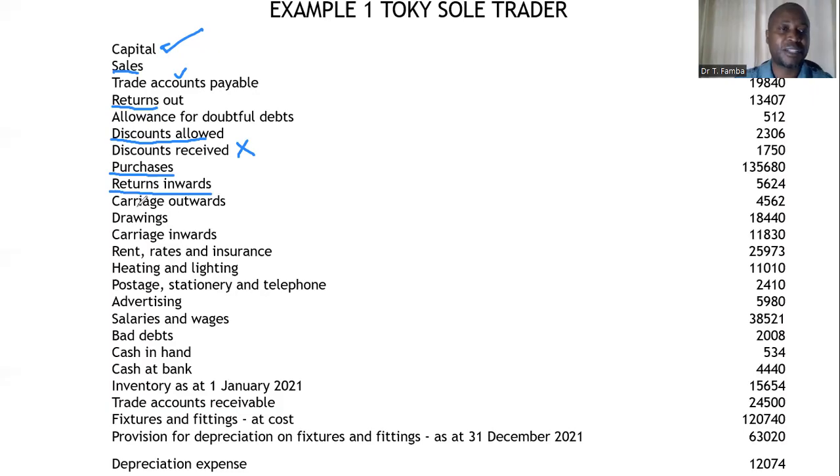Then carriage outwards, this is an expense. Carriage outwards is an expense, and we should be able to make an adjustment in the profit or loss and other comprehensive income.